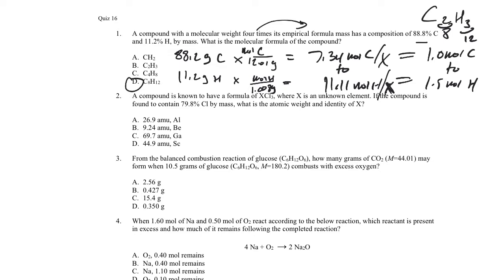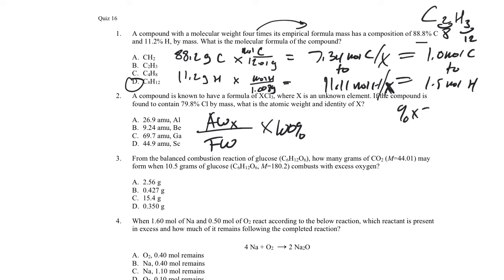Number 2, compound is XCl3, X is unknown. If the compound contains 79.8% chlorine by mass, what is the atomic weight and identity of X? So the nature of this particular problem is that we might be able to identify whatever the atomic weight of X is: the atomic weight of X, divided by the formula weight of the compound, times 100% is the definition of the percent X in the compound. So this would be the percent X, and we know what that is.